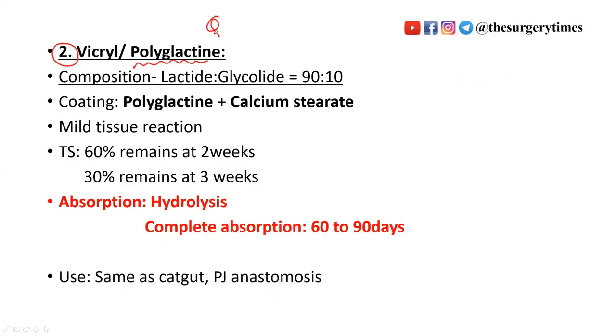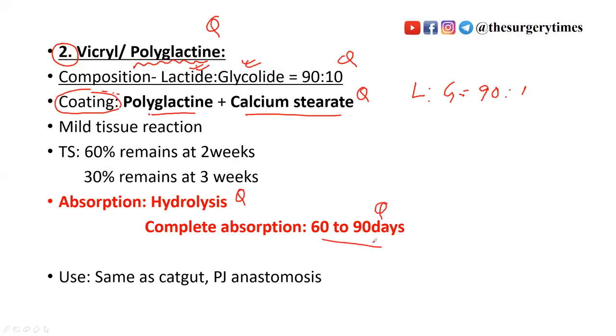Composition is lactide to glycolide 90:10. So more is lactide as compared to glycolide. This is question number 2. Now the coating here is polyglactin with calcium stearate. This is question number 3. And mild tissue reaction. Absorption mechanism is hydrolysis, and complete absorption is the same as before, that is 60 to 90 days. Use is also the same as catgut and pancreatico-jejunal anastomosis.